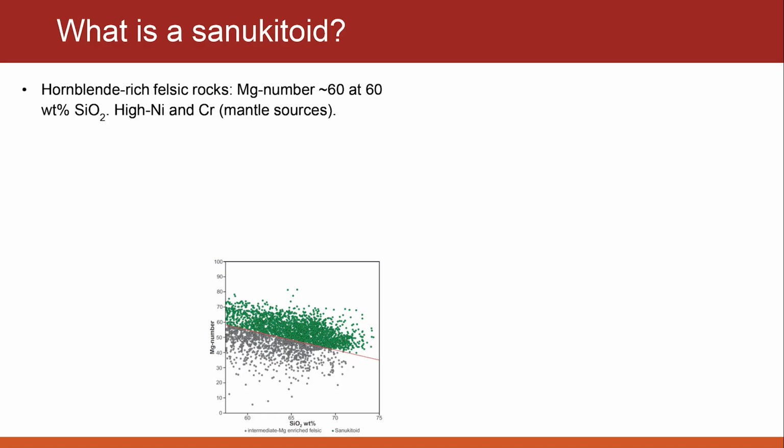So what is a sanukitoid? For those of you who aren't familiar, they're essentially hornblende-rich felsic rocks. They're defined chemically by having Mg numbers, which is magnesium to iron ratios, of around 60 at 60 weight % silica. And they also have high nickel and chromium, and these characteristics require that these rocks have got mantle sources. So unlike most felsic rocks, which are crustal melts, these ones have been sourced from mantle sources.